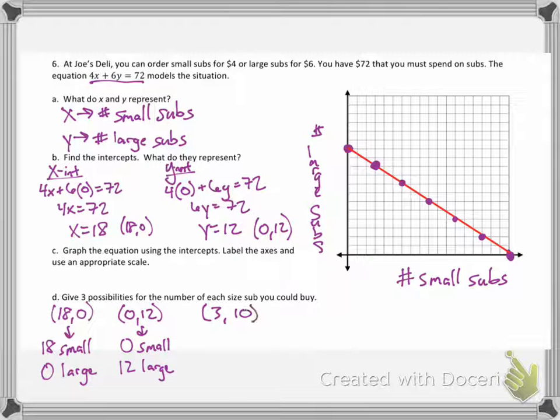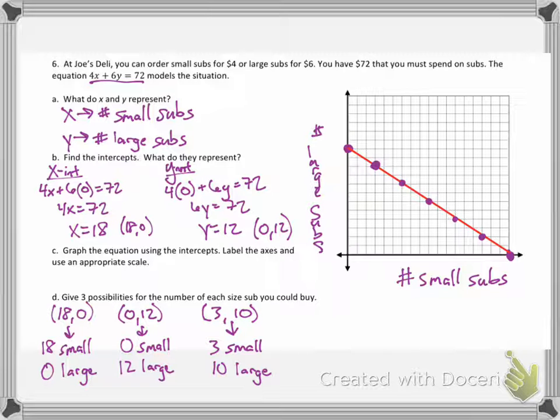If I do some quick mental math, 3 times 4 would be 12, because that's my x value. 10 times 6 is 60, because that's my y value. 12 plus 60 is 72. I know that point works because it algebraically checks out. So I can select that as my third combination.